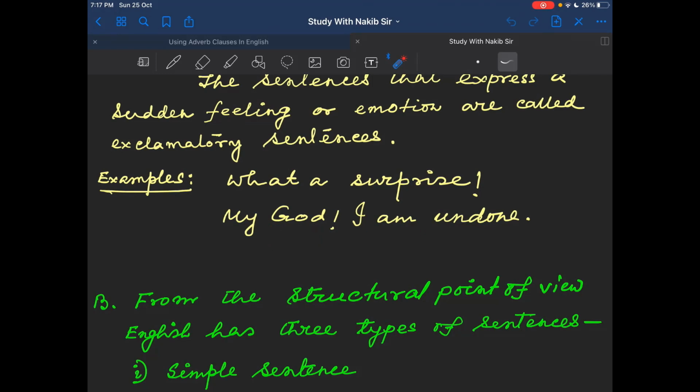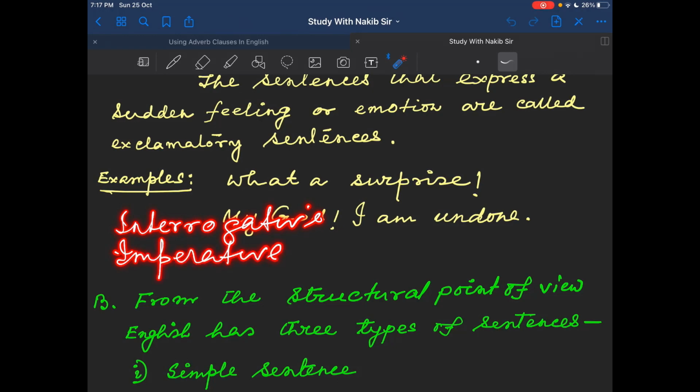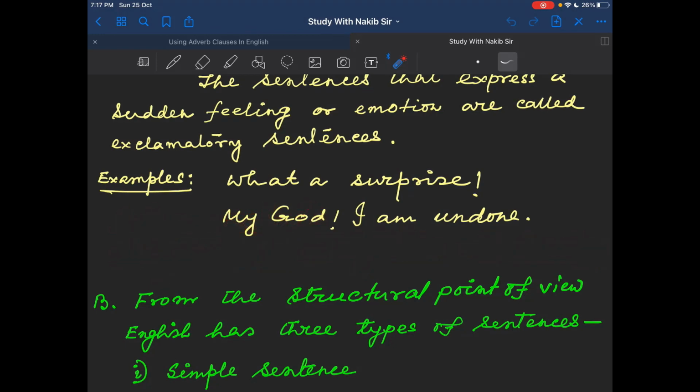So, from the manner of expression, you have got 5 types of sentences in English. Number 1, assertive. Number 2, interrogative. And number 3, imperative. And number 4, optative. And number 5, exclamatory. These 5 types you have got from the manner of expression.